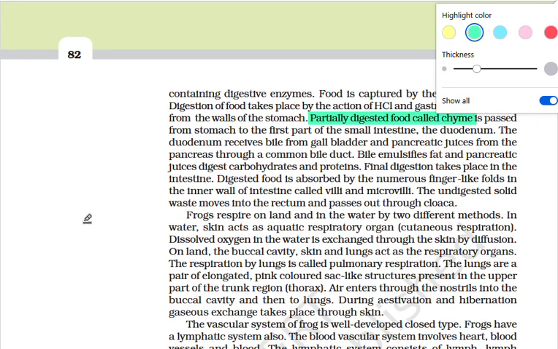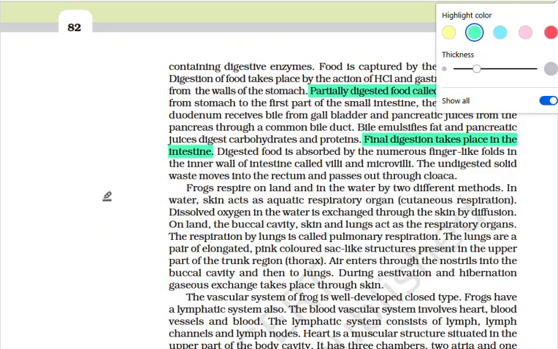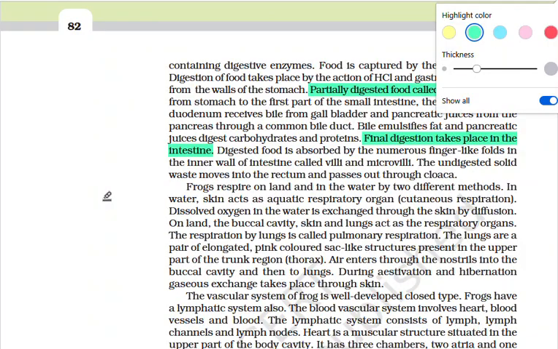Bile emulsifies fat and pancreatic juice digests carbohydrates and proteins. Final digestion takes place in the intestine. So it's an important line. It can be asked in your NEET exam. Final digestion takes place in the intestine. Digested food is absorbed by the numerous finger-like folds in the inner wall of the intestine called villi and microvilli. The undigested solid waste moves into the rectum and passes out through the cloaca.